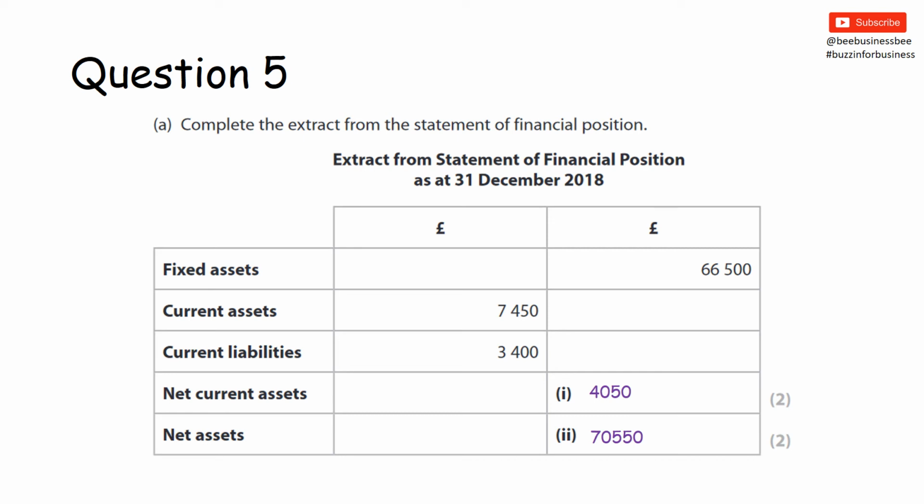Remember, your net current assets are otherwise known as your working capital, and that's the money you have available at any time in your business. If you calculated those correctly, you picked up a nice easy 4 marks.